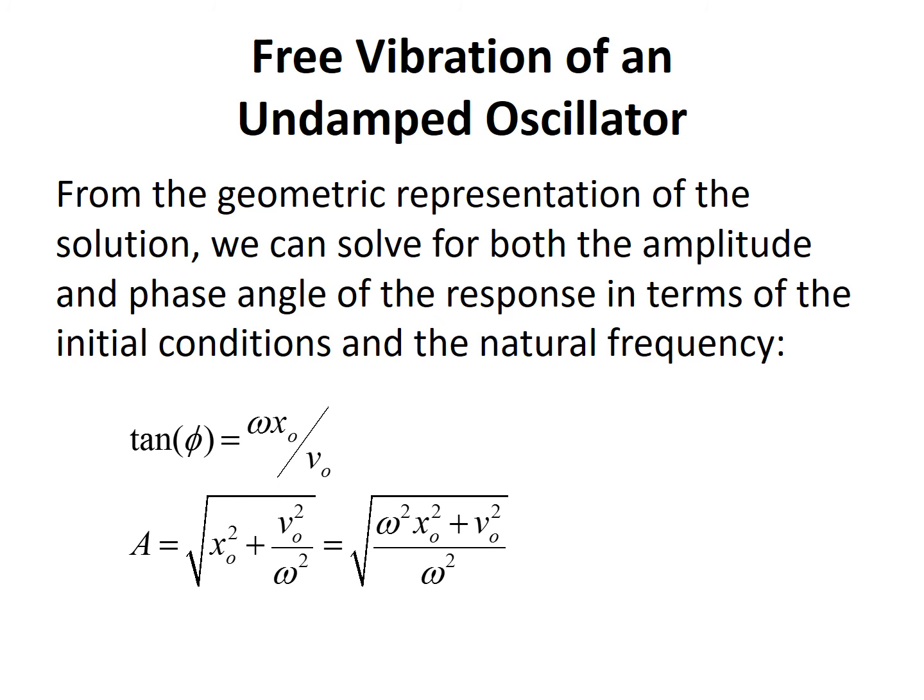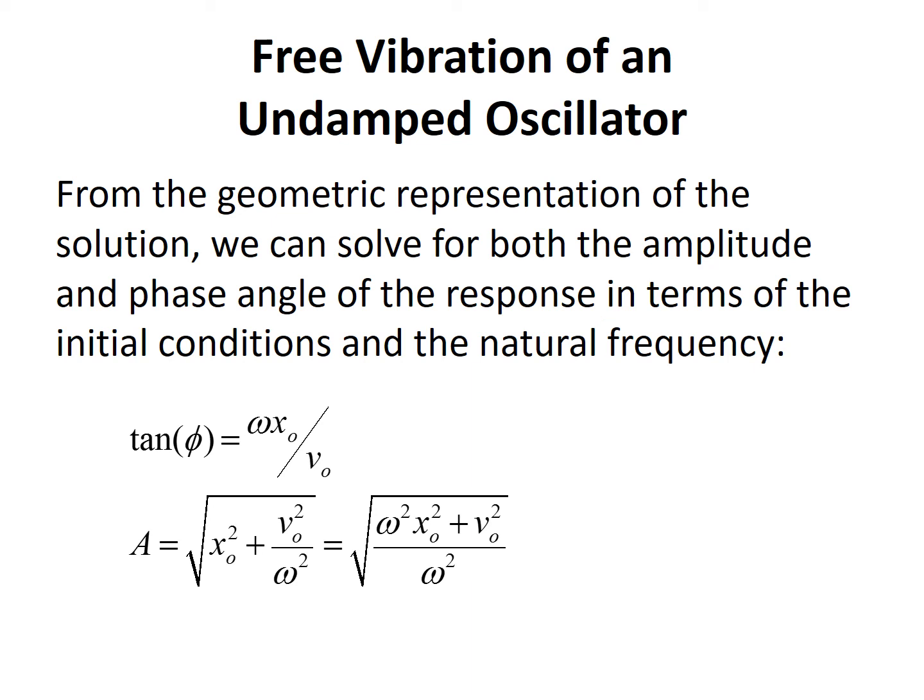So if we do that, from this geometric representation of the solution, we can solve for both the amplitude and the phase angle in terms of the initial conditions and the natural frequency. The result is that the tangent of phi is equal to omega x0 over v0, and A is the square root of the sum of the squares, and you can see that written down at the bottom. And so this result gives us the last two parameters that we need for the complete response of the undamped oscillator undergoing free vibration.